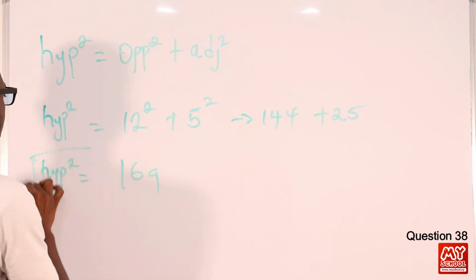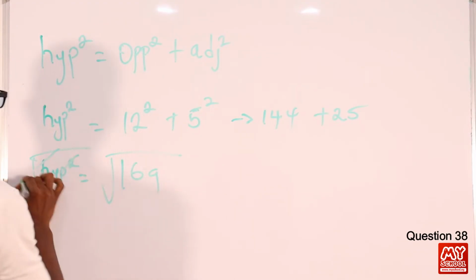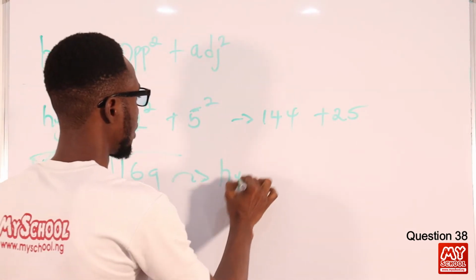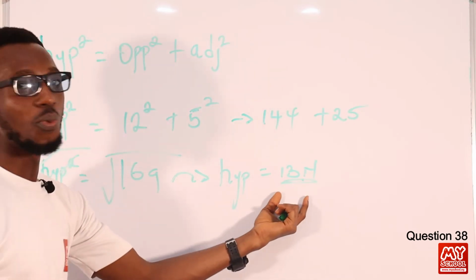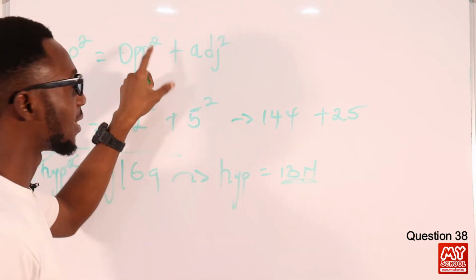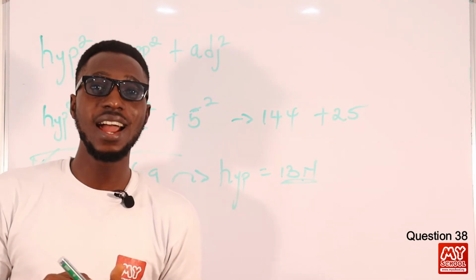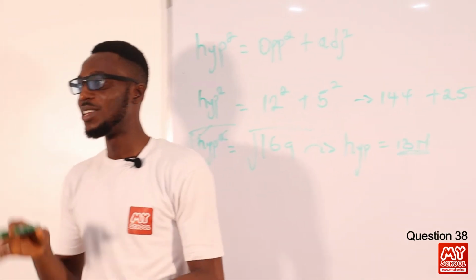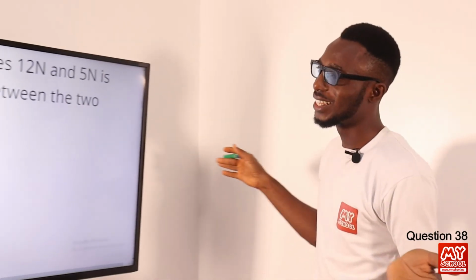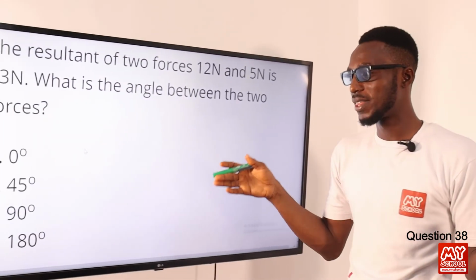So if I square root both sides to remove the square, I have my hypotenuse as 13 Newton. So this works under the condition that it is at 90 degrees. Of course, the diagram to this particular solution is as well provided on the Myschool website. So for confirmation, the correct option is option C with 90 degrees.